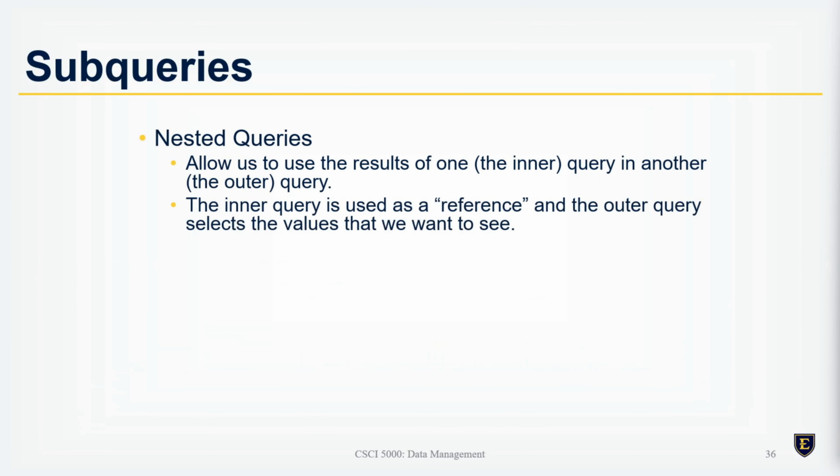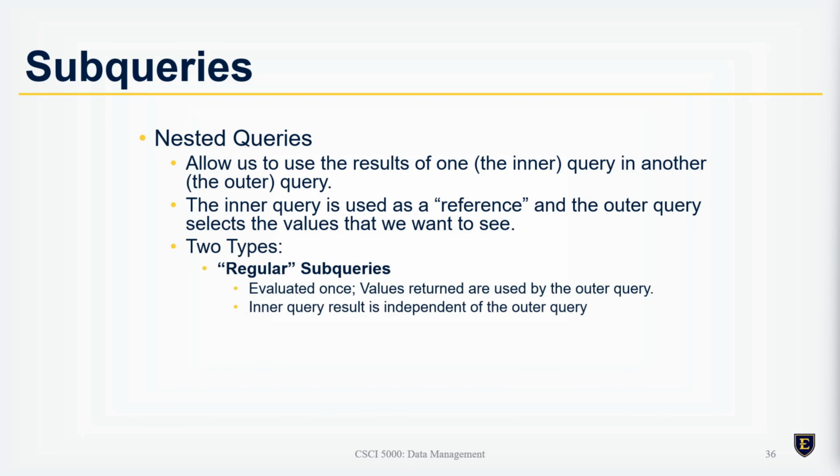First, we can define a subquery as nested queries. That means a query within a query. It allows us to use the results of one query, the inner query, inside the outer query. The inner query is used as a reference, and the outer query selects values that we want to see from that reference. So that leads to two types of subqueries.